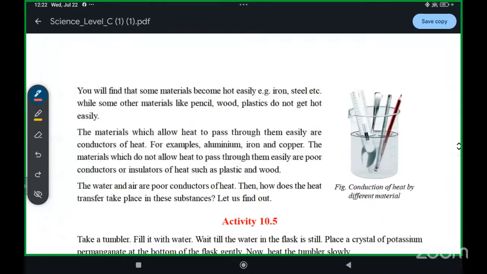Now, the materials which allow heat to pass through them easily are called conductors of heat. For example, aluminum, iron, and copper. These are all conductors of heat.